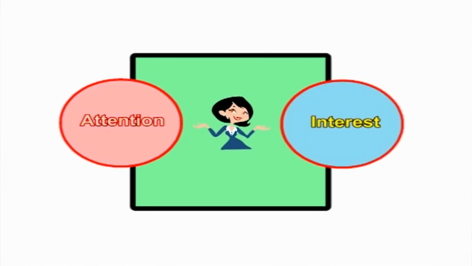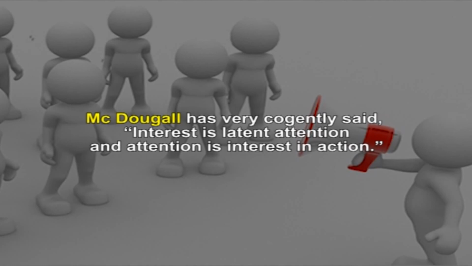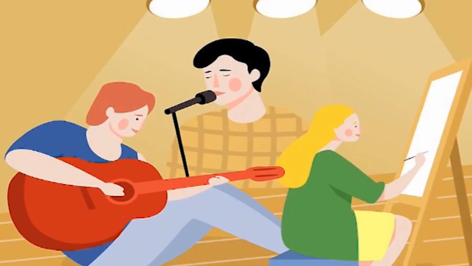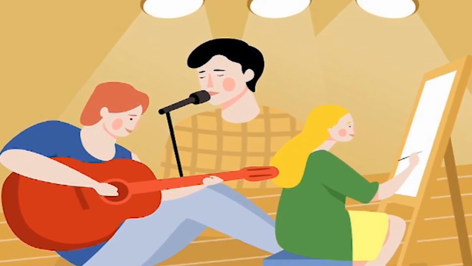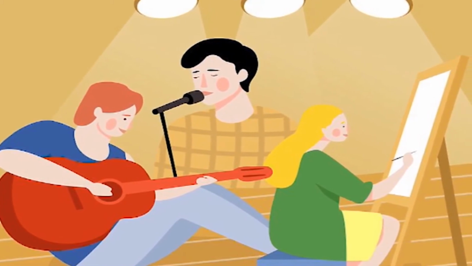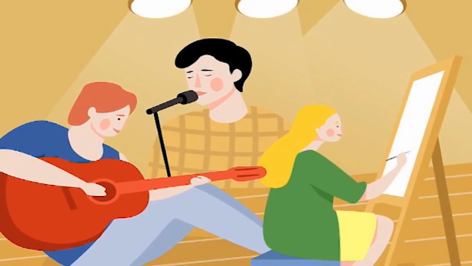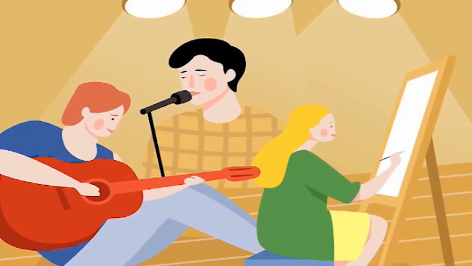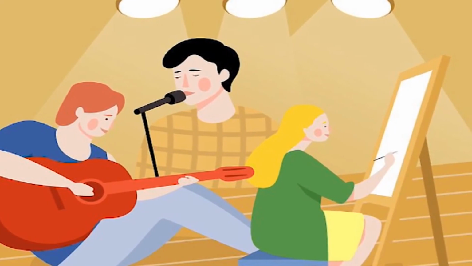Attention and interest are interconnected and mutually dependent. They are like the two sides of a coin. To pay attention to an object, a person or an activity, we should have interest in them. McDougall has very cogently said, interest is latent attention and attention is interest in action. The interest of a person plays a key role in determining one's attention. Each of our interests may be regarded as a powerful stimulus to draw our attention to a particular thing, person or activity.